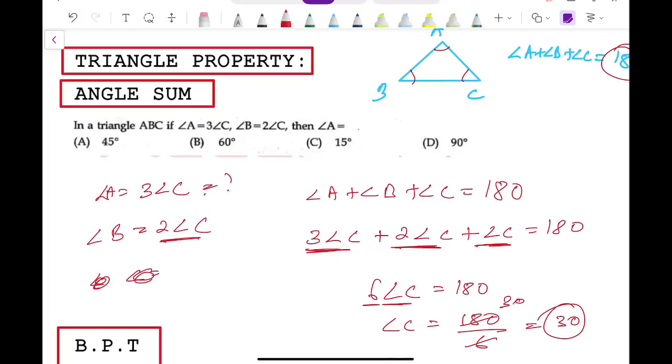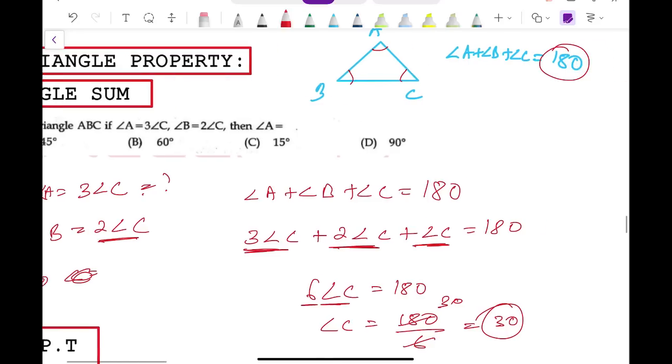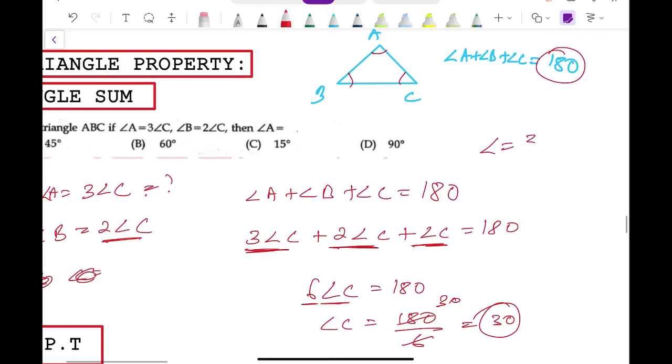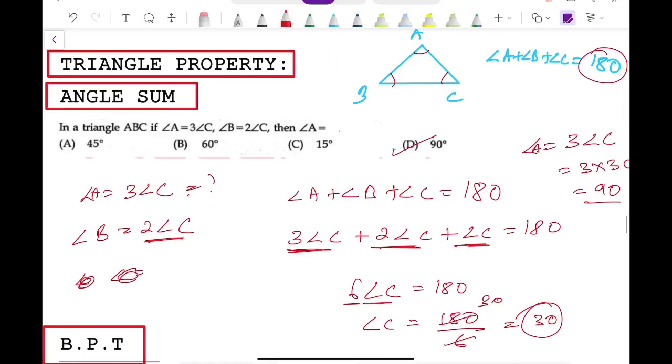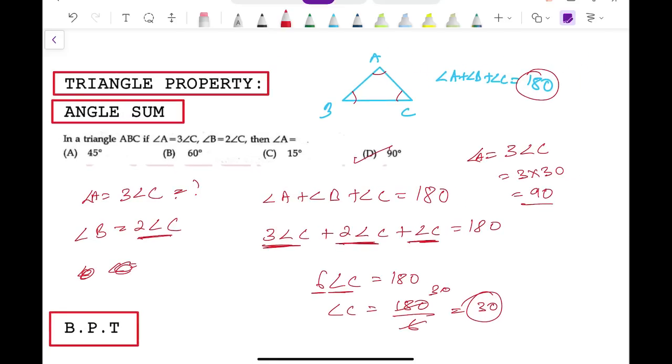So if angle C is 30 degrees, angle A is given as how much? 3 times angle C. Angle A, okay. So 3 times angle C is how much? 30. 3 3s are 9. So 90. Is 90 in the option? Yes. So the answer here is this one. So remember, the interior angle sum of a triangle is nothing but 180.